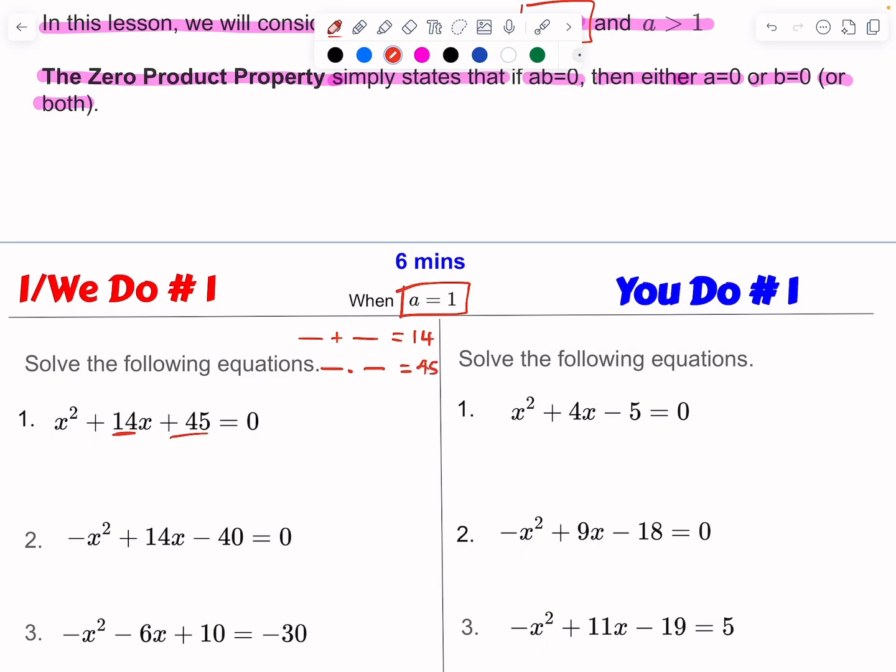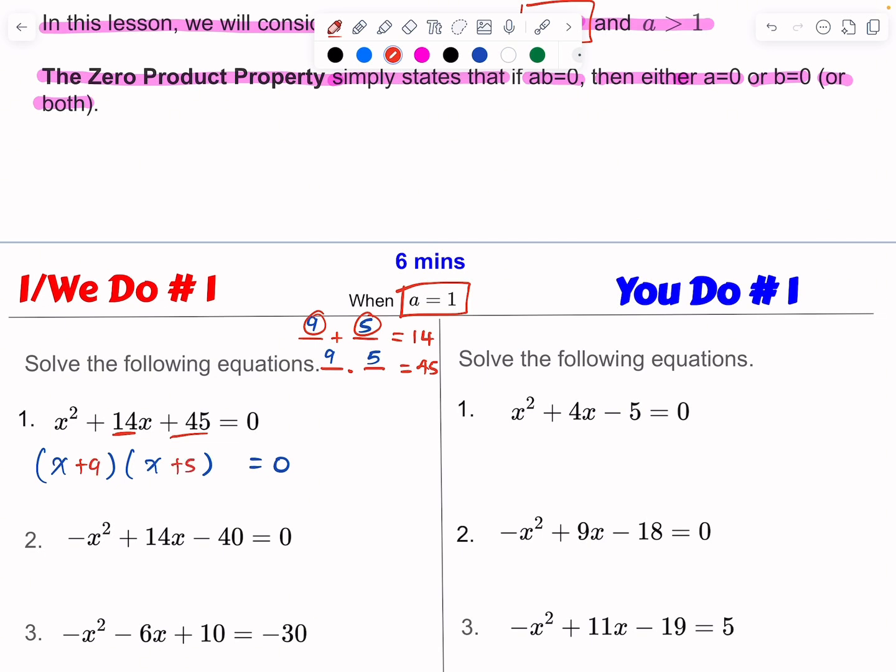And what are those numbers? I like to start with multiplication, and those numbers would be 9 and 5, because 9 times 5 is 45, and 9 plus 5 is equal to 14. So what I'm going to do is write two brackets and set the product equal to 0. Those are your factors, and all you have to do is put in plus 9 and plus 5.